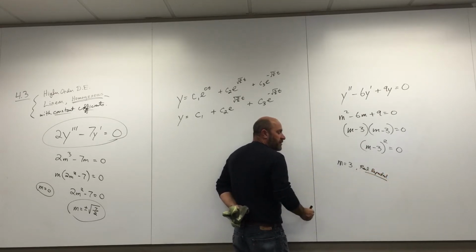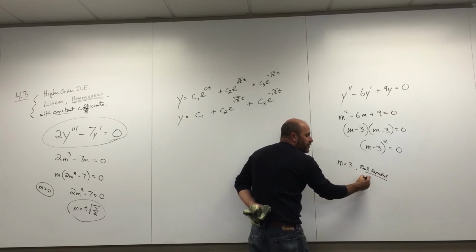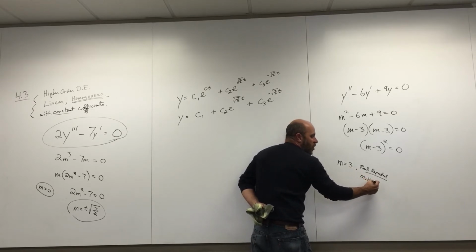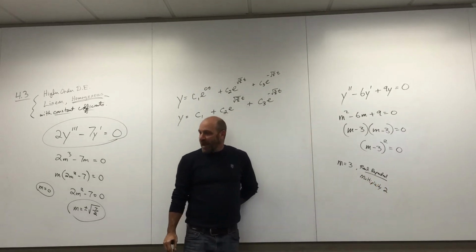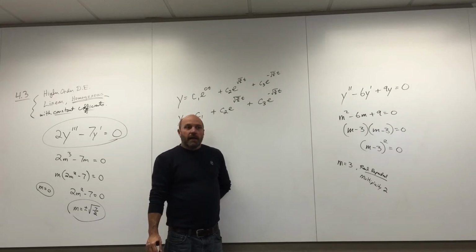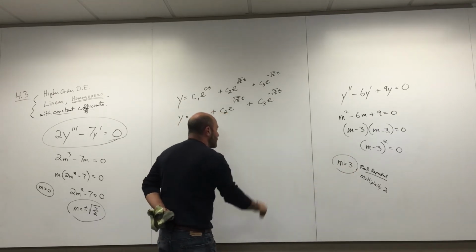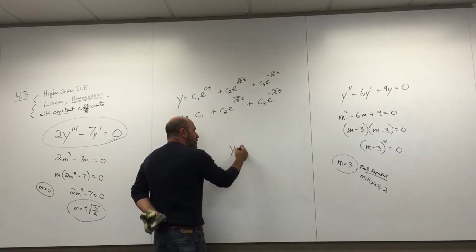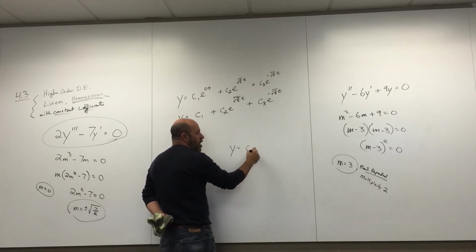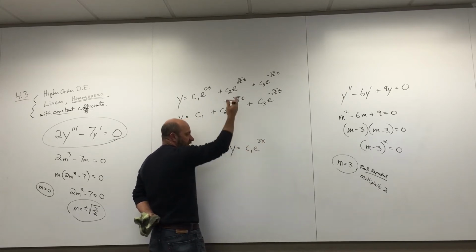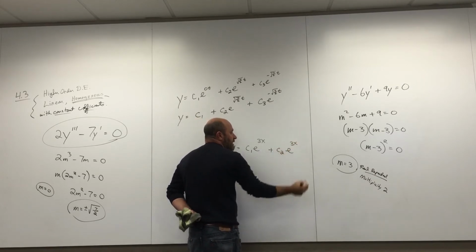In algebra, the phrase is, it's a solution that has multiplicity 2, because it's an answer twice. Okay, how do I write my answer? y equals, logically, from what you've learned so far, you would write C1 e to the 3x plus C2 e to the 3x. Now, hold on, don't write this.